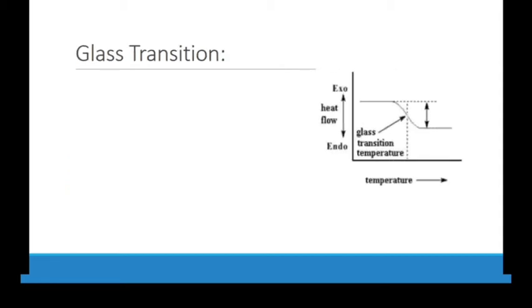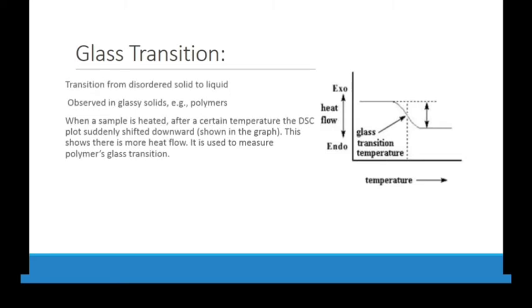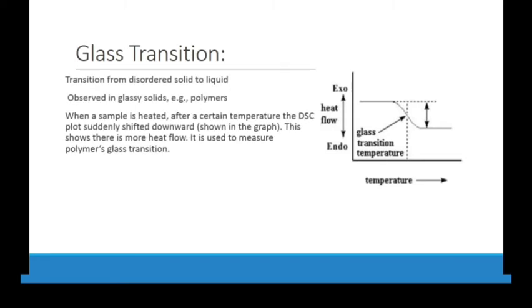So first of all, we talk about glass transition. Glass transition is from disordered solid to liquid, observed in glassy solids like polymers. When a sample is heated, after a certain temperature the DSC plot suddenly shifts downward, as shown in the graph. This shows there is more heat flow, the heat going from outside into the sample, so in the surroundings we have less heat. It is used to measure polymer transition.